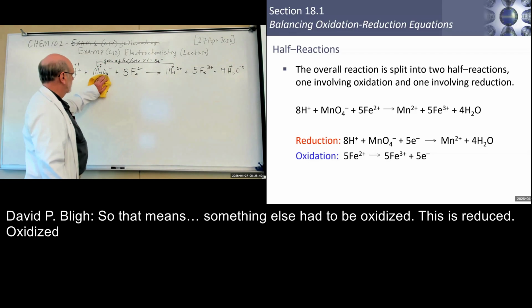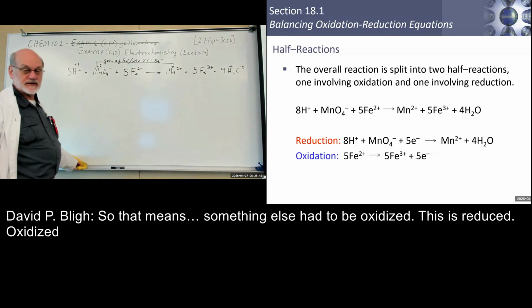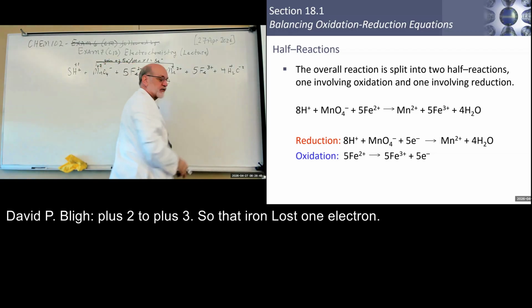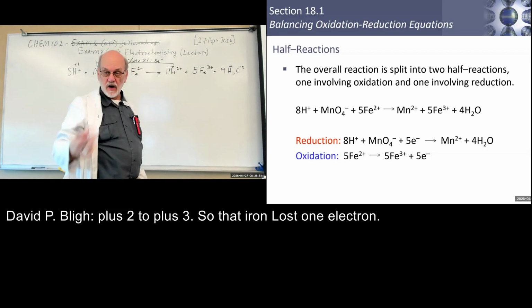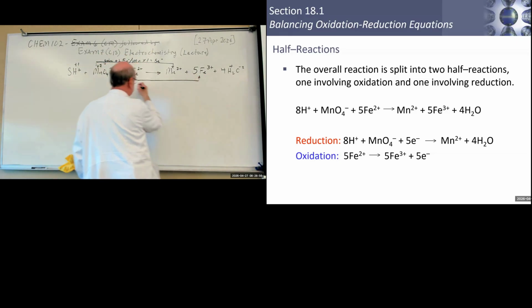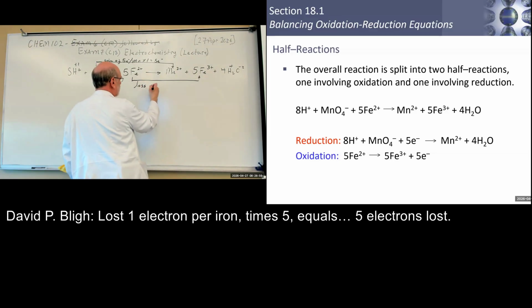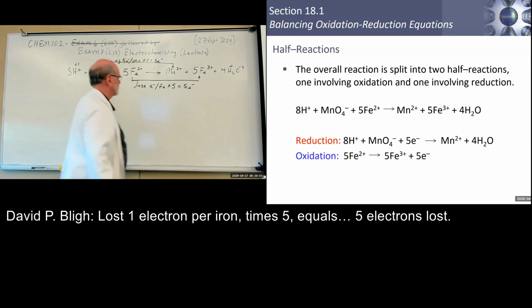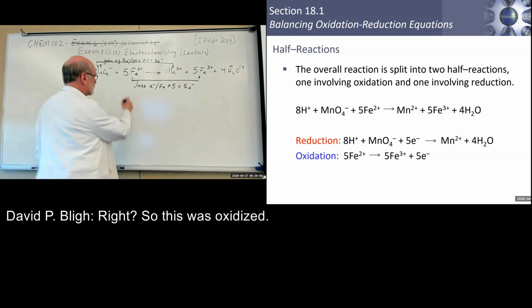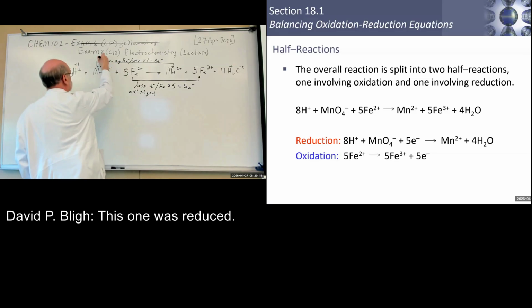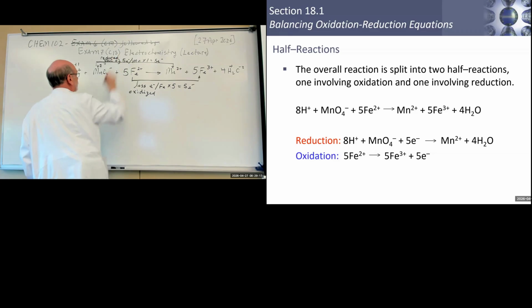And we only got 1 manganese, equals 5 electrons total. So that means something else had to be oxidized. This is reduced. Oxidized: +2 to +3, so that iron lost 1 electron. Lost 1 electron per iron times 5 equals 5 electrons lost. So this was oxidized. This one was reduced.